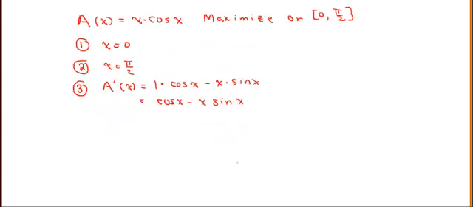This will never be undefined because cosine is never undefined, x is never undefined, and sine is never undefined, so this thing will never be undefined. So we want to look for where this is equal to 0.